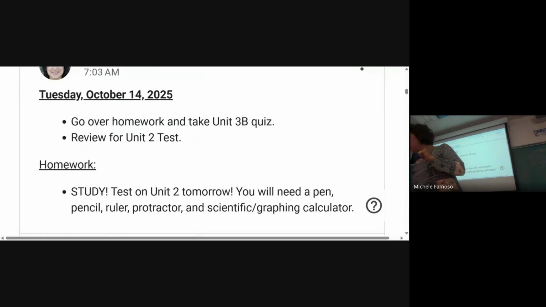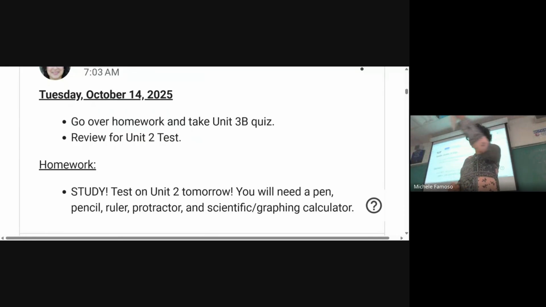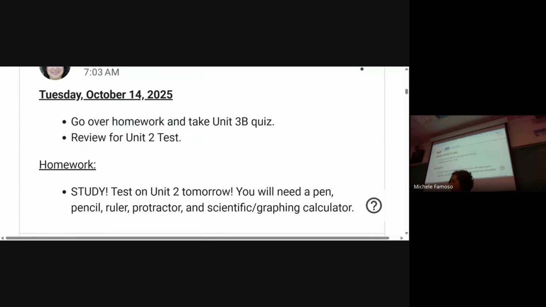But I want to start on page 28 in your Unit 2 packet. That starts with this Unit 2 Worksheet 5 page to go over that. For tomorrow's test, as I mentioned, please make sure you bring a pen, a pencil, a ruler, a protractor, and your scientific or graphing calculator.